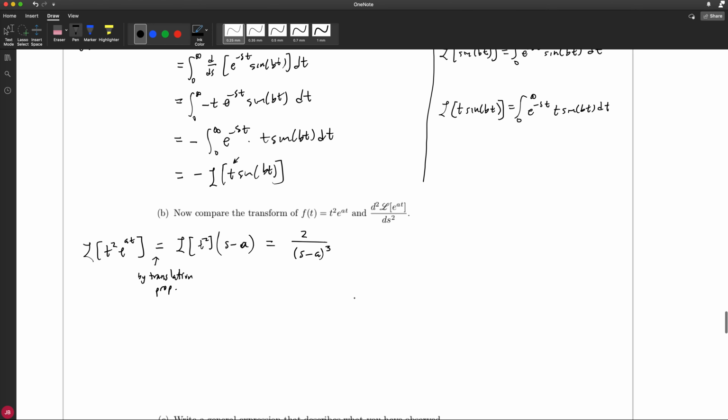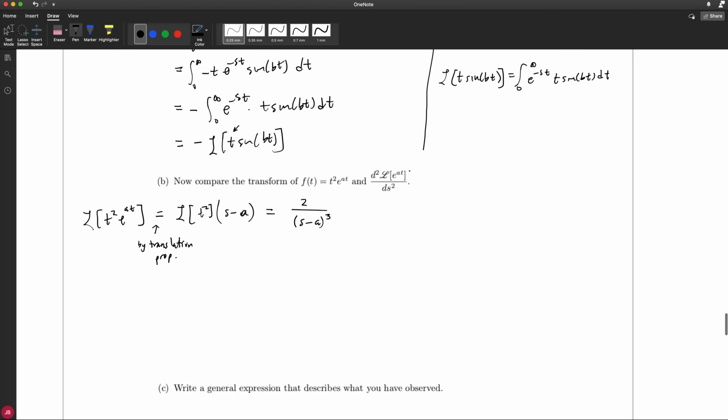But now let's look at the second derivative of the Laplace transform of e to the at. So Laplace transform of e to the at, I want the second derivative of that. The Laplace transform of e to the at is one of our fundamental Laplace transforms here. This is 1 over s minus a. So I want the second derivative of that.